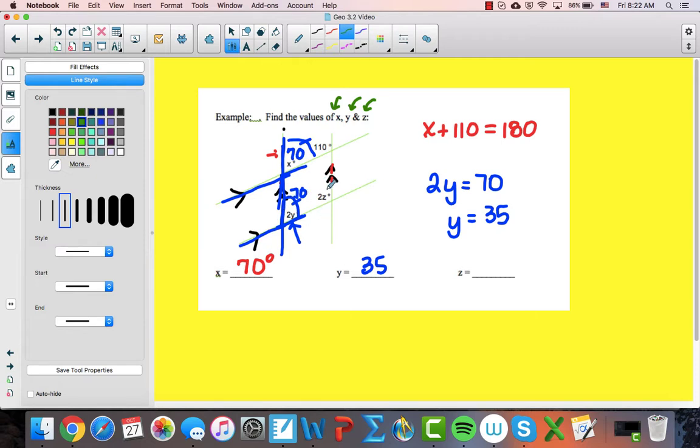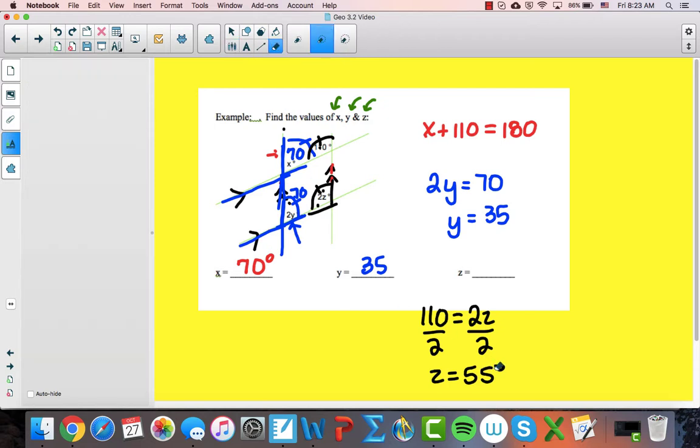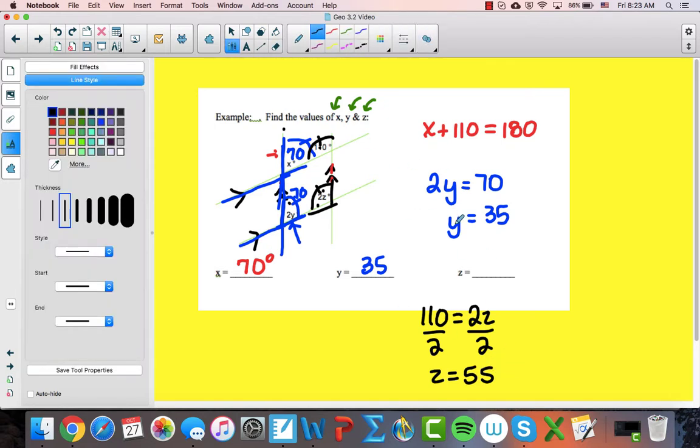All right, now we move on to z. I'm going to highlight the sides of z, and I see that there's two options. I can see that z and 70 are supplementary, or I can see that z and 110 are corresponding. I'm going to go with the corresponding, so I'm going to make these congruent to each other. And so I can see that 110 equals 2z. I'm going to divide by 2, and I get that z equals 55. I keep saying degrees. So z equals 55. The angle itself is 110 degrees.